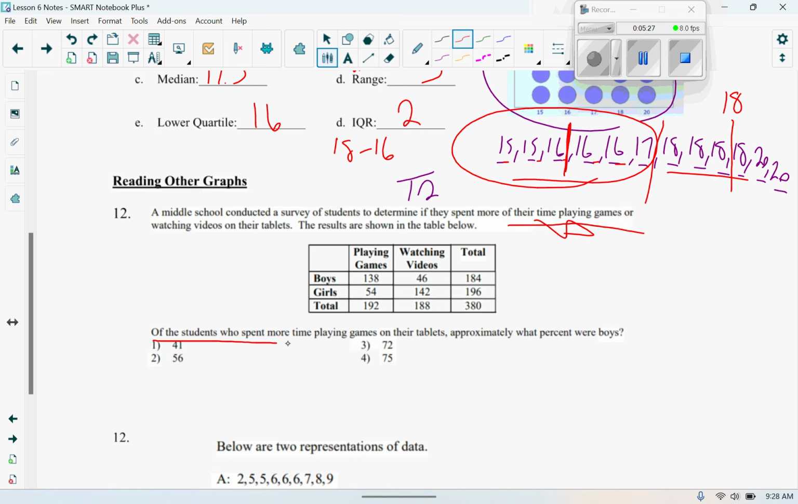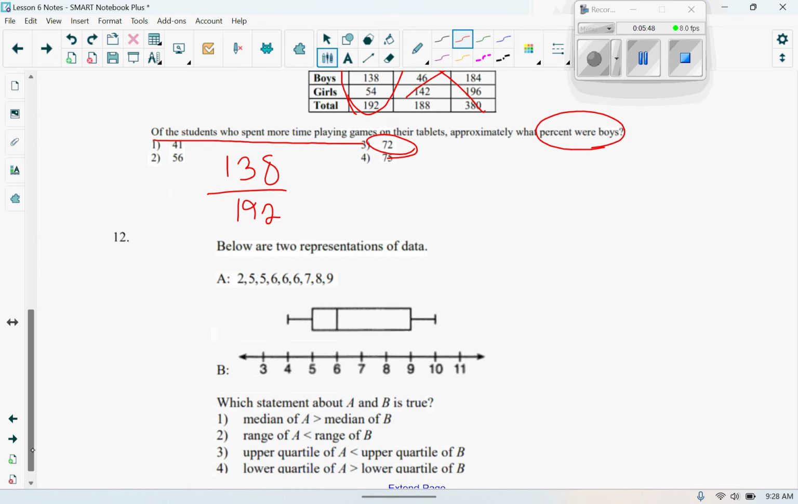Okay, of the students who spent more time playing games. So all I'm worried about is right here. I don't care about any of the stuff over here. So I know I'm talking about 192 students, and then it's going to dial it in some more. What percent were boys? Okay, so I'm going to take 138 over 192, and it's about 72%.